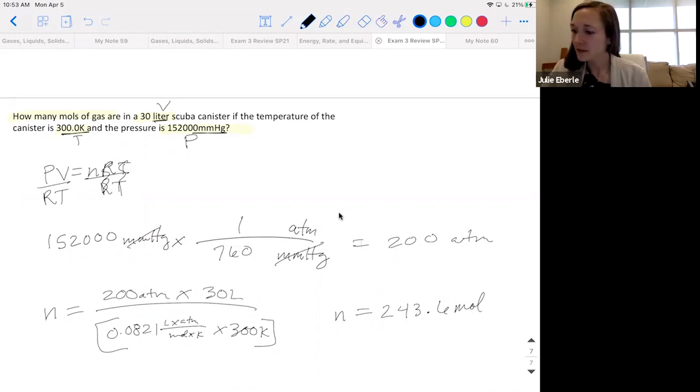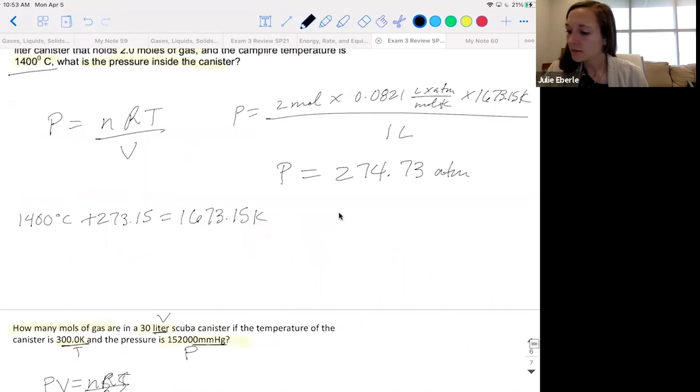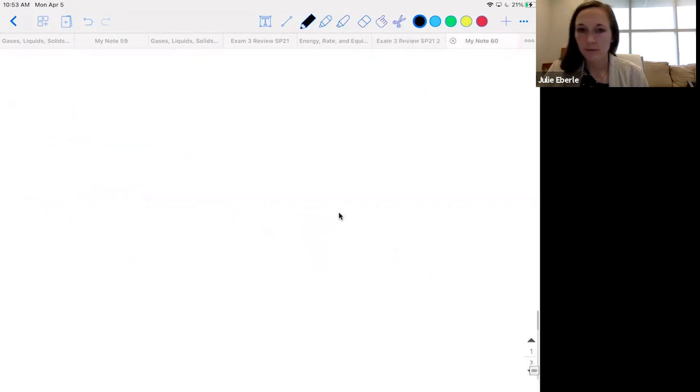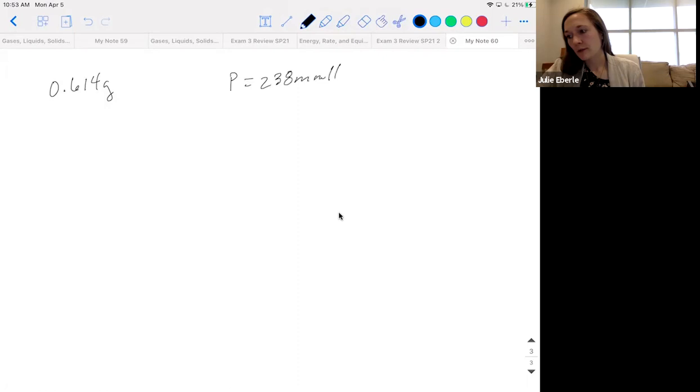Interesting. Let me go to my blank note. Here we go. Y'all can still see my iPad screen, right? So here's the information it gives us. We have 0.614 grams, and you don't know what gas it is. Then it gives us a pressure, which is 238 millimeters mercury. Volume is 1 liter. Temperature is 0 degrees Celsius, but we're going to have to put that in Kelvin. I can already tell you this has to do with the ideal gas law. So 273.15 Kelvin.